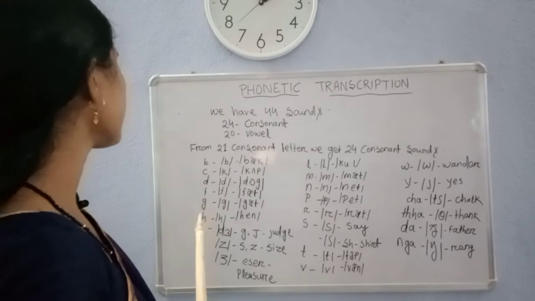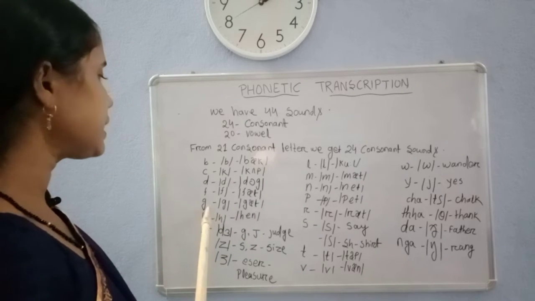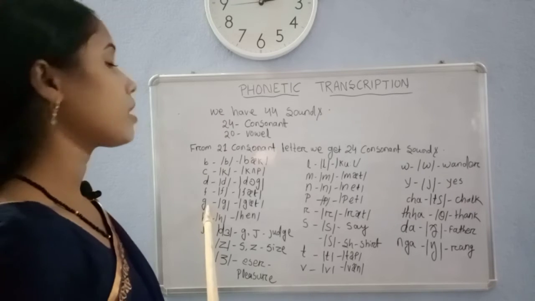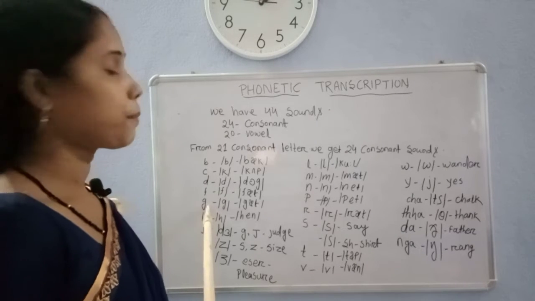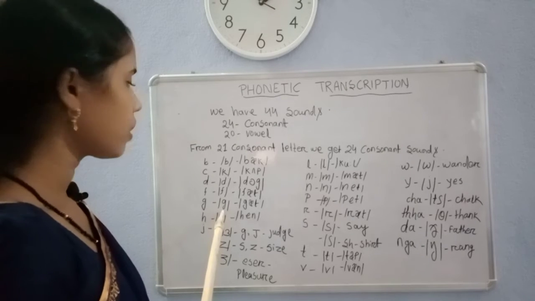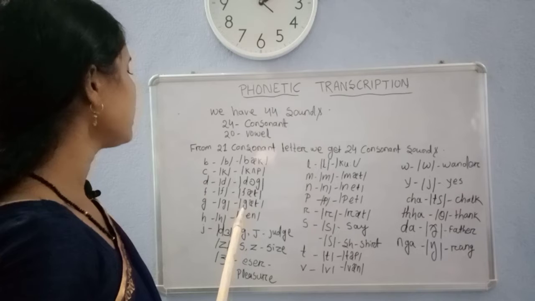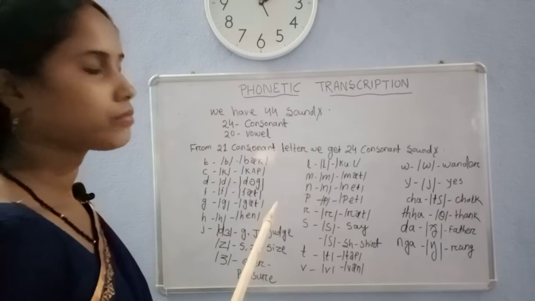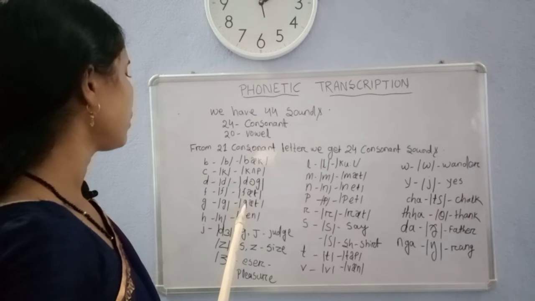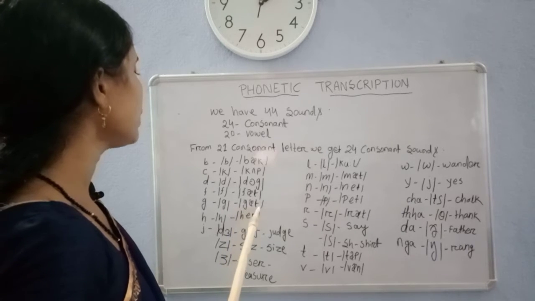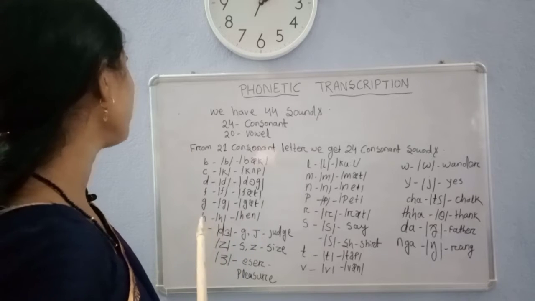Then come to the next letter. This is G, and when G is pronounced as go, its transcription is the go sound, as in the word get. For G, this is the go sound, then the A sound, then the T sound. Then come to the next letter.